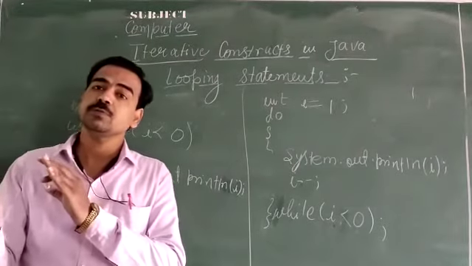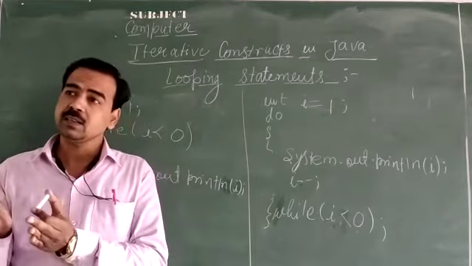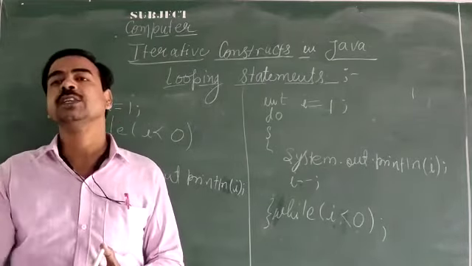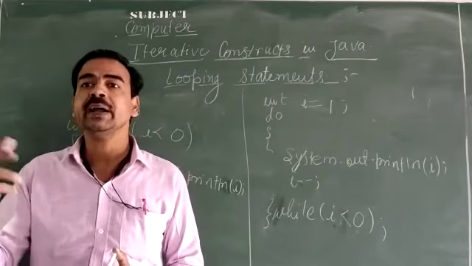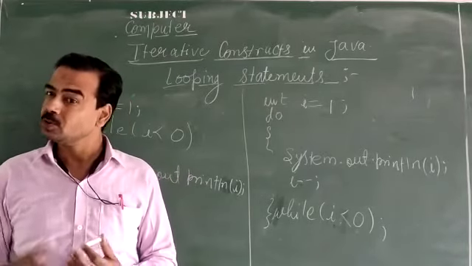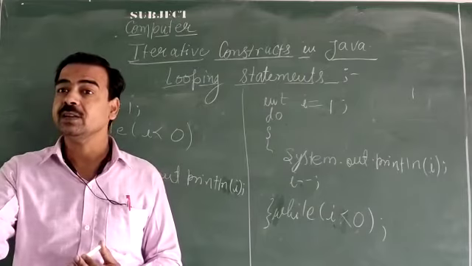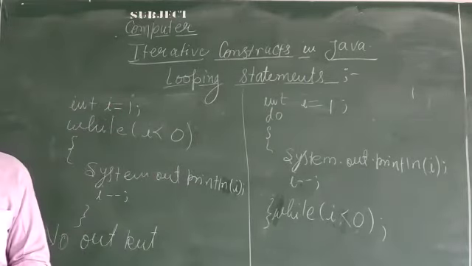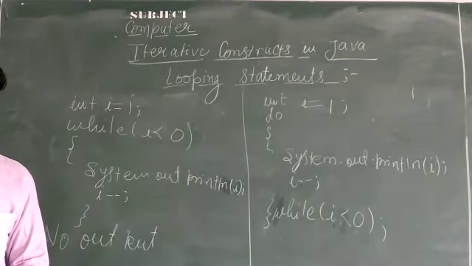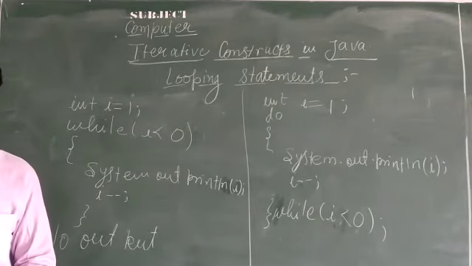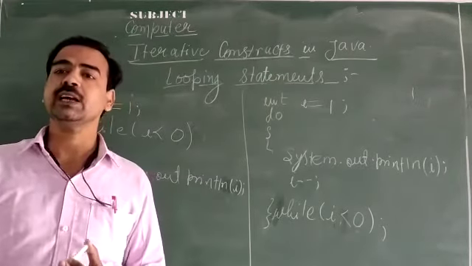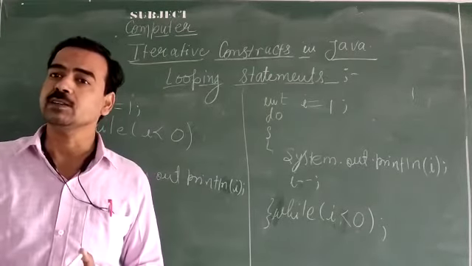Sometimes the question may be asked in a different manner, like what is the difference between entry control loop and exit control loop, so the same answer will be written in that question also. In entry control loop, the condition is to be checked before executing the loop body, but in exit control loop, the condition is to be checked after executing the loop body.